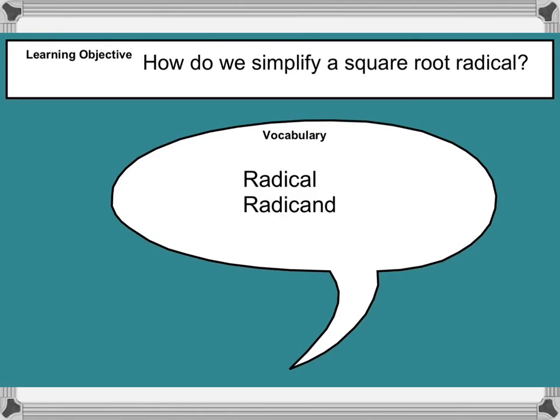Okay, today we're going to talk about how we can simplify a square root radical. And so our vocabulary words today are radical and radicand. The radical that we're going to deal with today is a square root radical. In general, a radical is this symbol right here. Now, the object that's underneath is called the radicand.